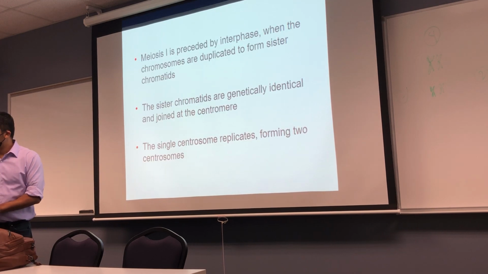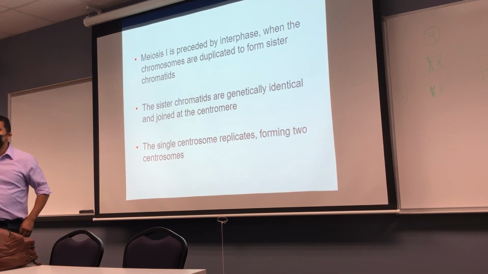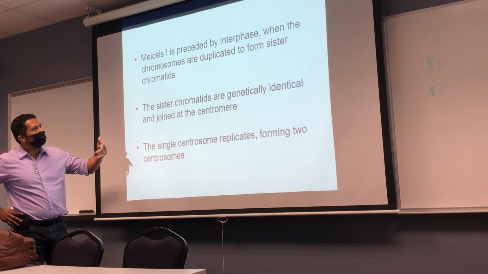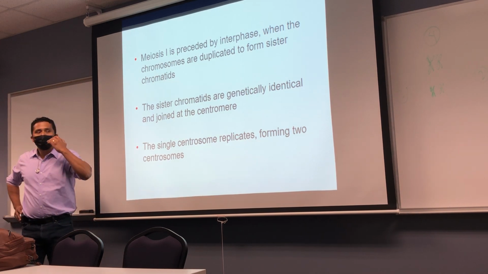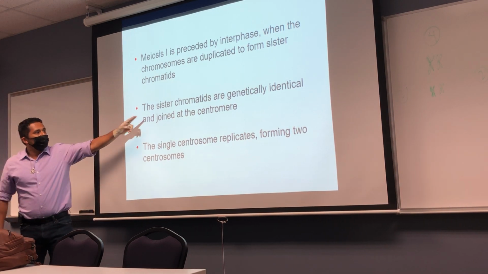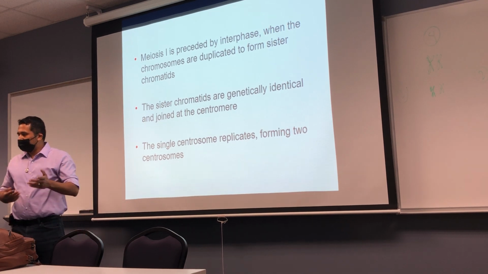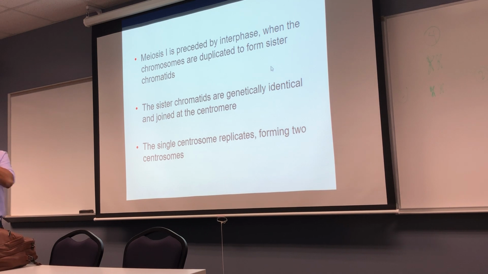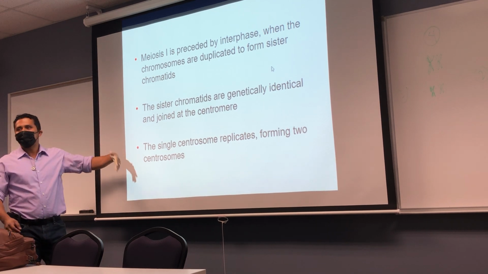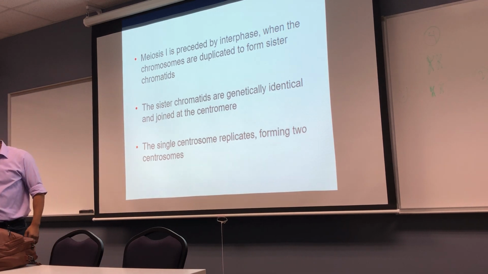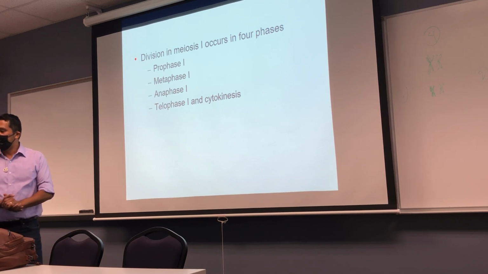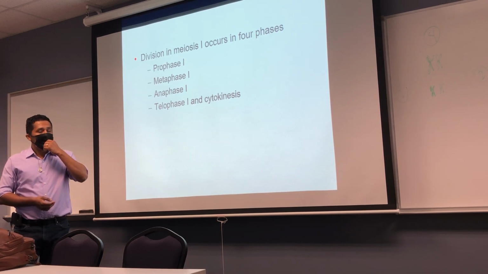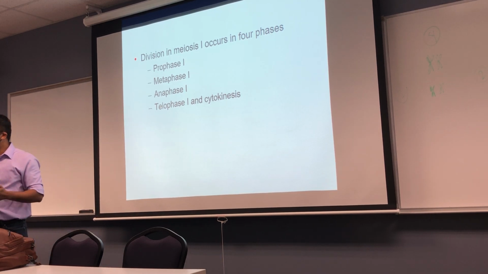Okay. All right, so meiosis 1 is preceded by the interphase, we mentioned this before, in order to duplicate the DNA, sister chromatids. Then these sister chromatids are genetically identical. They are joined at the centromere, as we have seen before. And the single centrosome replicates into 2 centrosomes. So same as we saw before, right? Cell division mitosis.